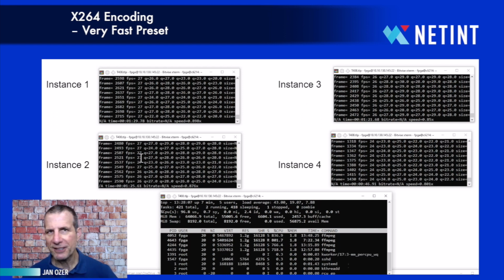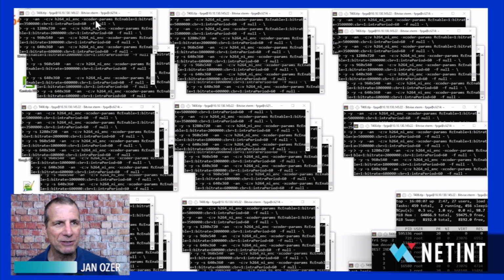So using the very fast preset on this machine, we're able to produce 3 full encoding ladders at 30 frames per second. Now let me set up the machine for the T408s and we'll come back and see how many ladders it can sustain.